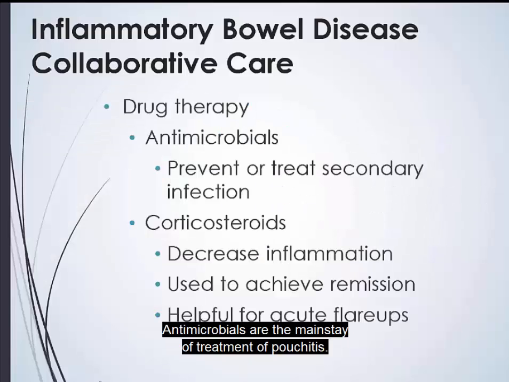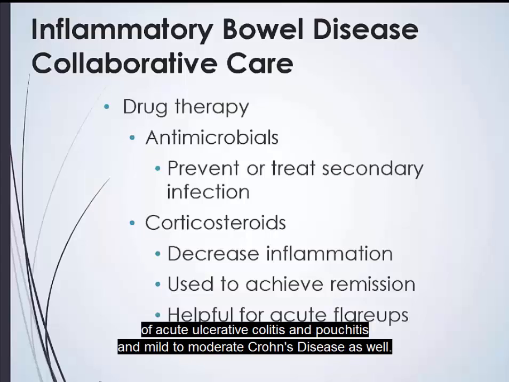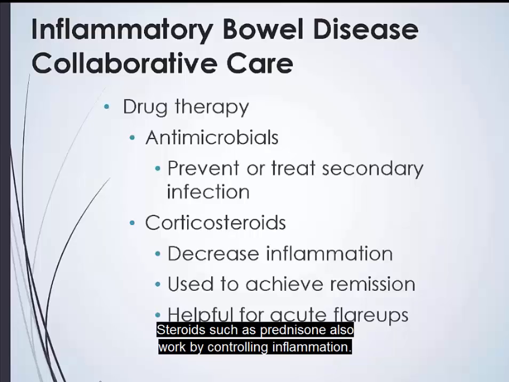Antimicrobials are the mainstay of treatment of pouchitis. Preliminary data suggests that rifaximin may be beneficial in treatment of acute ulcerative colitis and pouchitis, and mild to moderate Crohn's disease as well. Steroids such as prednisone also work by controlling inflammation.